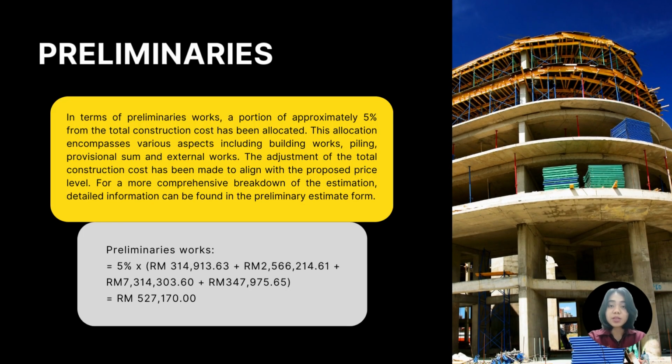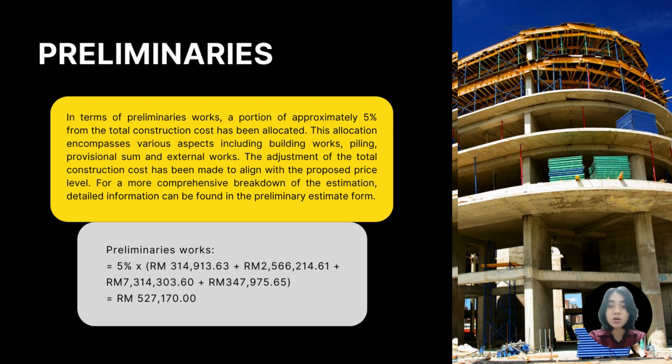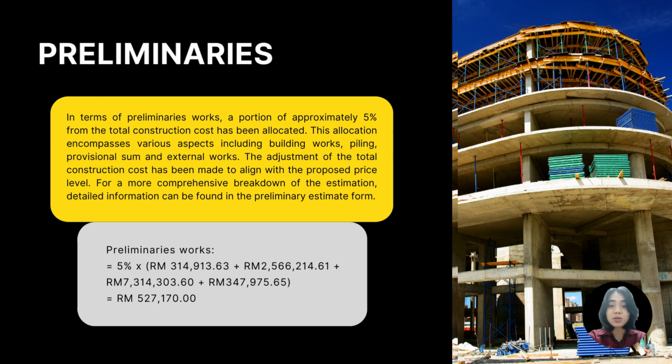In terms of preliminary works, a portion of approximately 5% from the total construction cost has been allocated. This allocation encompasses various aspects including building works, piling, provisional sum, and external works. The adjustment of the total construction cost has been made to align with the proposed price level. For a more comprehensive breakdown of the estimation, detailed information can be found in the preliminary estimate form.